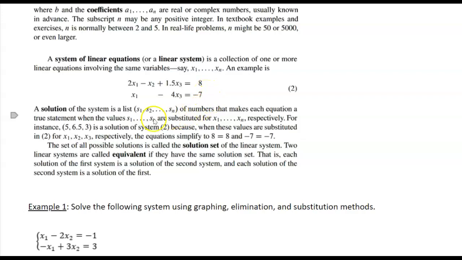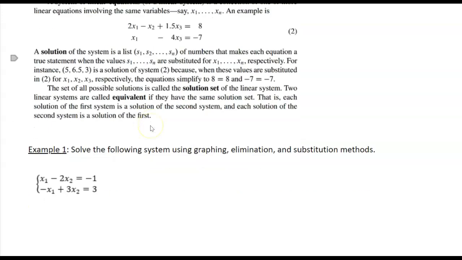Now, a solution is the list of numbers which makes each equation true. Meaning if I plug the number that we get for S1, S2, all the way up to Sn into each one of these equations, it's going to equal 8 in the top. It's going to equal -7 on this second one. The set of all possible solutions is called the solution set. And we say that two linear systems are equivalent if they have the same solution set. Okay, so we can have two separate systems. We call those equivalent if they end up having the same solution set.